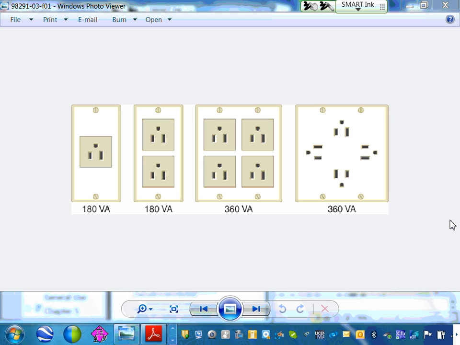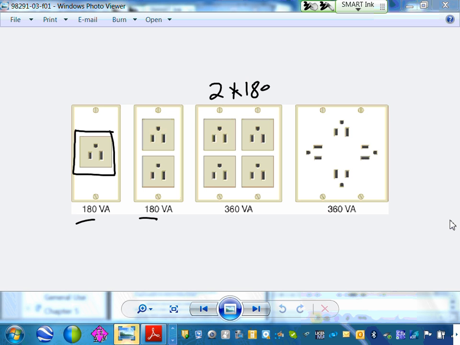If you have a single receptacle, can you guys see it? I want you to pay attention to this one. This is called a single receptacle. You allocate 180 to it. If it's a duplex receptacle, it's still 180. The minute they go quad, this is called quadruplex, or two duplex, then it becomes 2 times what? 180, right? That will give you 360.